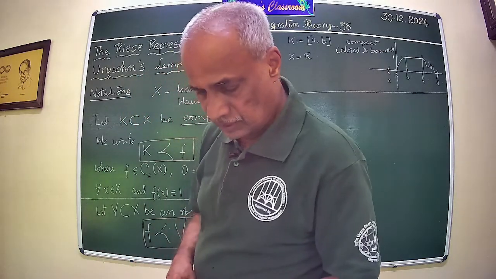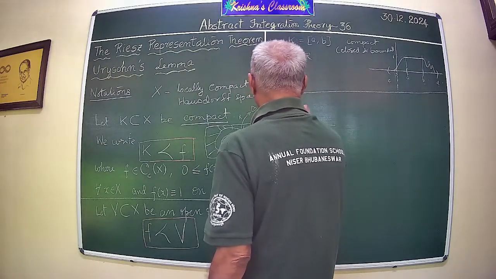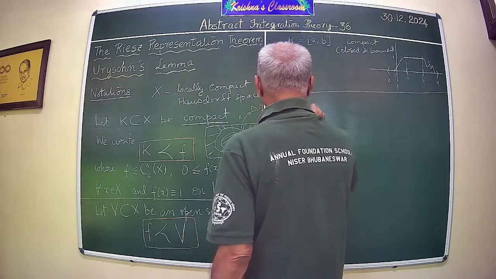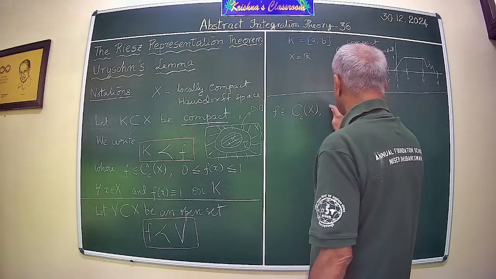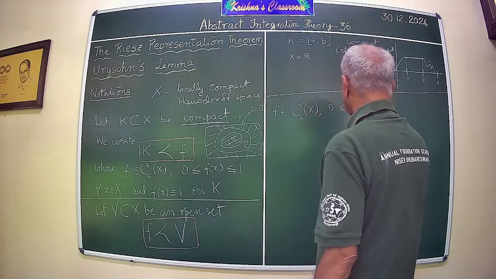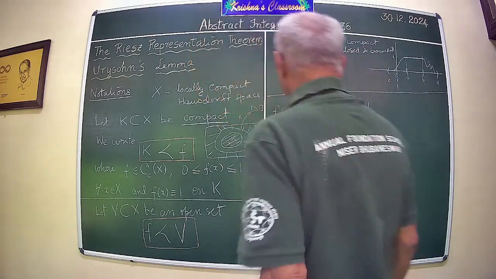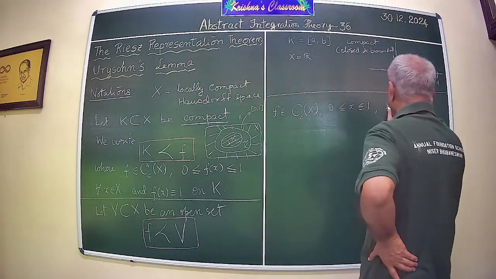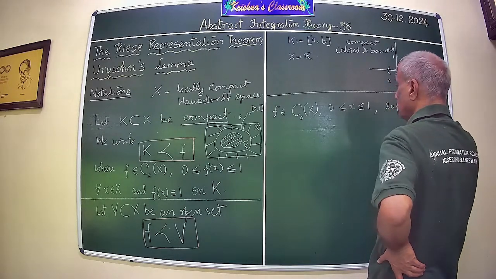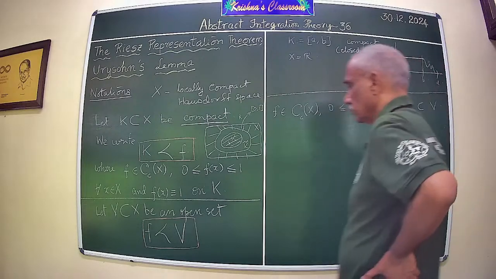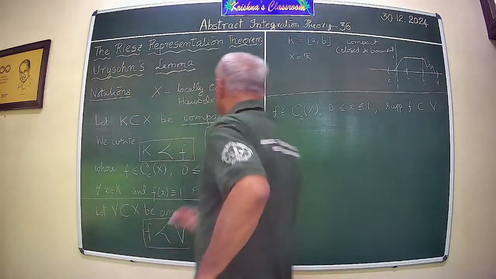Okay. This says F belongs to C_c, a continuous function, with F less than or equal to 1. Those two conditions are already there. The support of F is contained in V. Okay. So this is the meaning of this statement.